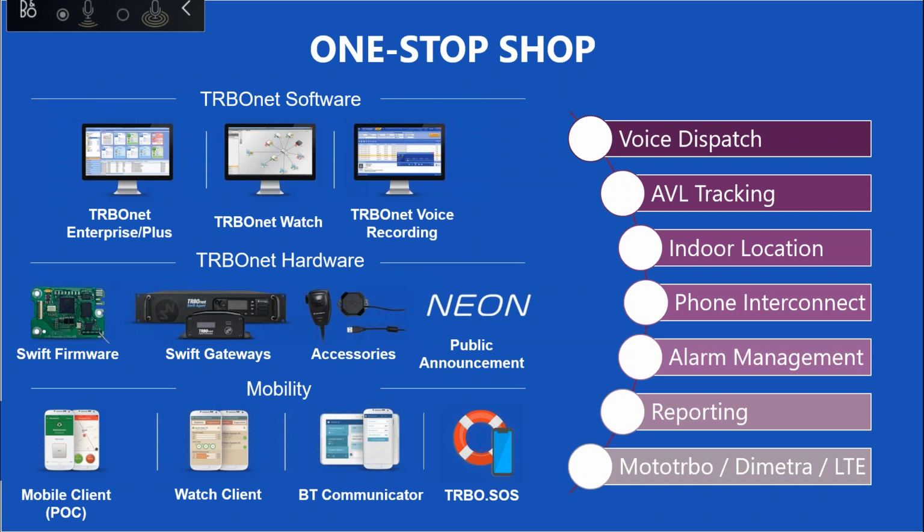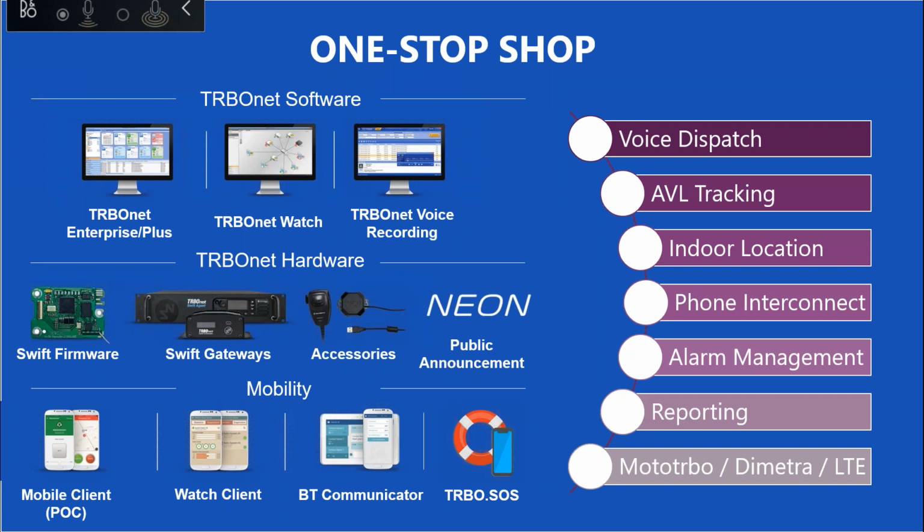One more new product, a hardware product we introduced last year, is Neon. It's a public announcement system. It's a special box which is installed on the tower, and you can make a public announcement in a remote location, because this box has a radio or IP board inside. So you can choose one of the channels, radio channel or IP channel, to make the announcement in remote locations directly from the TRBOnet console. And the third part of the portfolio is our mobile Android and iOS development.